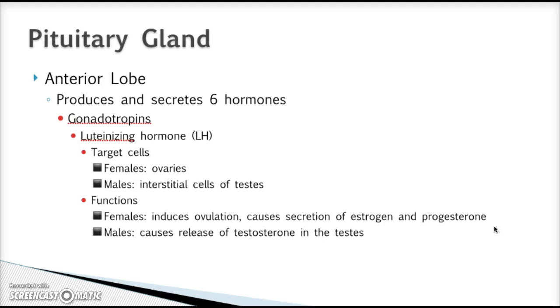There are two different gonadotropins produced by the anterior pituitary, and they are both present in males and females, but they are named for their function in the female. Luteinizing hormone, or LH, targets the ovaries in females and the interstitial cells of the testes in males. In females, a spike in LH causes ovulation and the secretion of estrogen and progesterone from the ovaries. In males, the interstitial cells will release testosterone in response to LH.